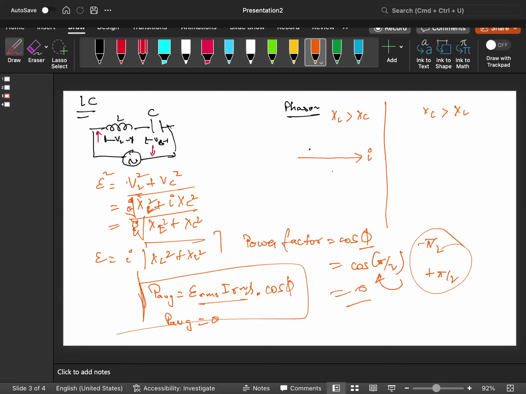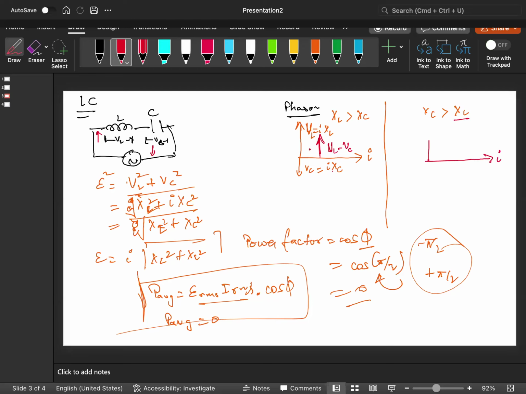Now, if XL is greater, can I say VL is going to be greater than VC, because this length represents the magnitude? Because VL equals IXL and VC equals IXC. Understood? So the resultant voltage which comes out is VL minus VC. Clear? In this case, current is this way.